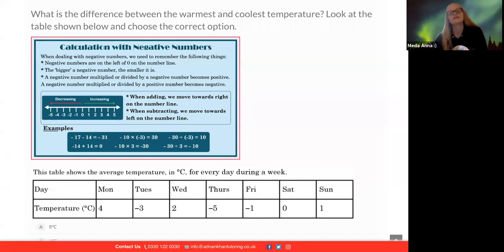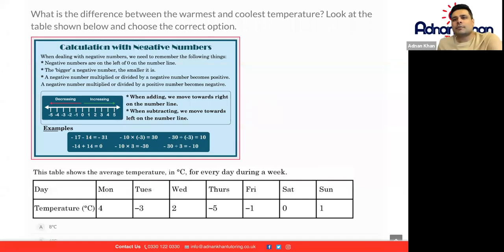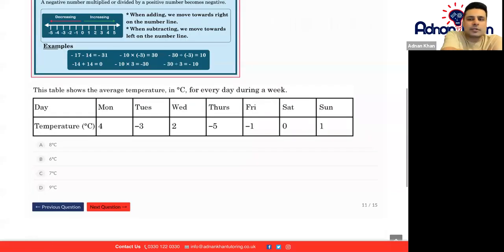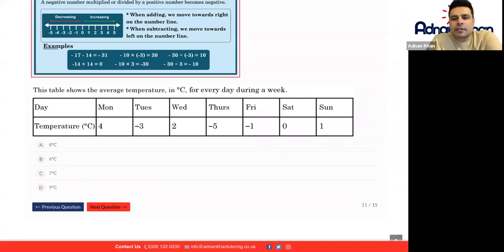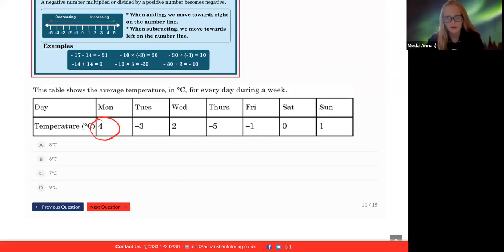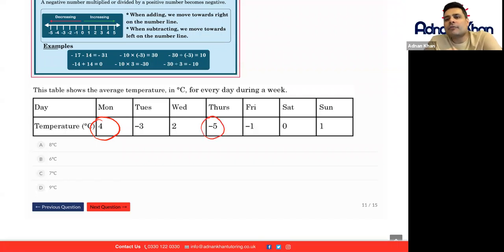Yeah. Okay, good. So what is the difference between the warmest and the coolest temperature there in this table? So tell me first of all, what's the warmest temperature there? Monday, which is 4 degrees. Monday, let me just circle that quickly. Okay, and what's the coolest? Thursday, which is -5. Okay, and now we need to find the difference between them.